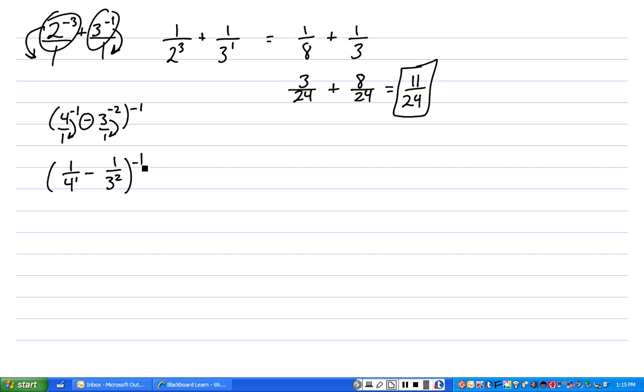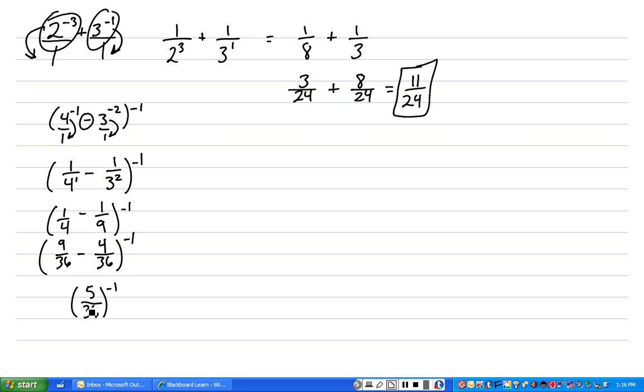Alright. So here this simplifies: 4 to the 1 is 1/4, minus 3 squared is 9, to the negative 1. I have to find a common denominator. What is that going to be? 36. So 4 into 36, 9 times 1 is 9. 9 into 36, 4 times 1 is 4. Still to the negative 1. 9 minus 4 is 5 over 36, to the negative 1.